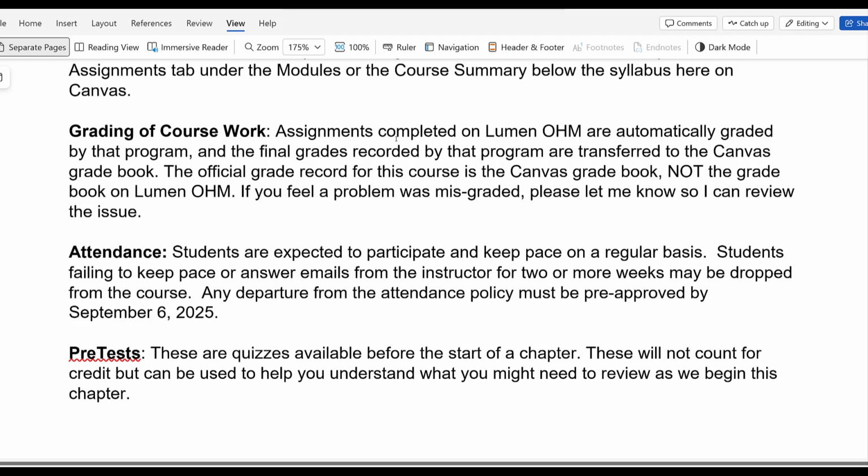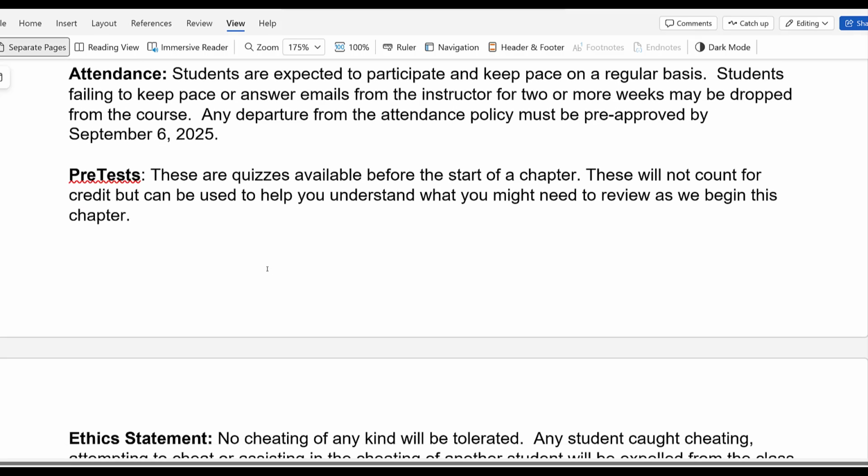Attendance: students are expected to participate and keep pace in the course. Students failing to keep pace or answer emails from the instructor for 2 or more weeks may be dropped from the course. Any departure from the attendance policy must be pre-approved prior to September 6, 2025. Pretest: these are quizzes available before the start of each chapter. These will not count for credit, but can be used to help you understand what you might need to know or review before you start that chapter.